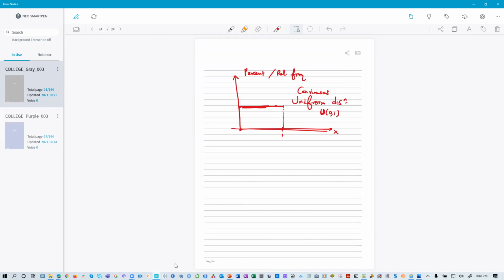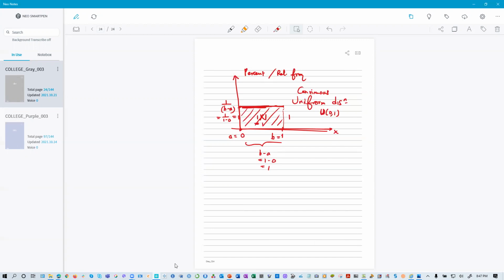So this height is 1, this is 0. Normally we call this one A, this one B, the lower and upper bounds. This height is 1 over B minus A. In our case it's 1 minus 0, which is 1. So the area under the curve is 1 times 1, which is 1. Therefore it's a PDF. It's a rectangle.